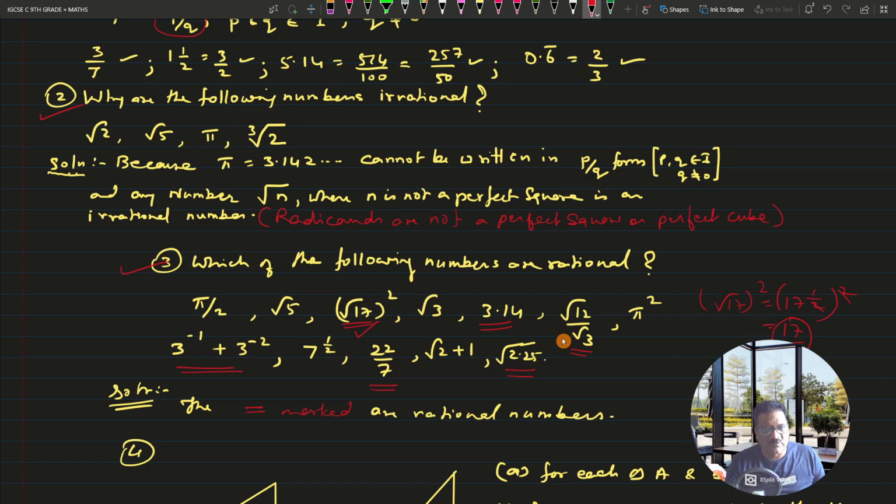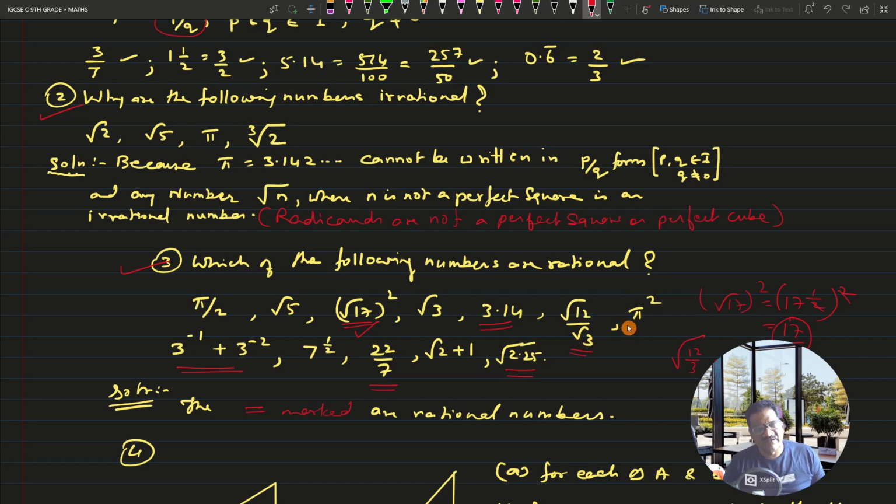Root 12 upon root 3 again can be written as a rational number. It is a rational number. You know why? This root 12 upon root 3 can be written as root of 12 upon 3, which is equal to root of 4, which will reduce to 2, and 2 is a rational number. Okay, so root 12 upon root 3 is a rational number, right?